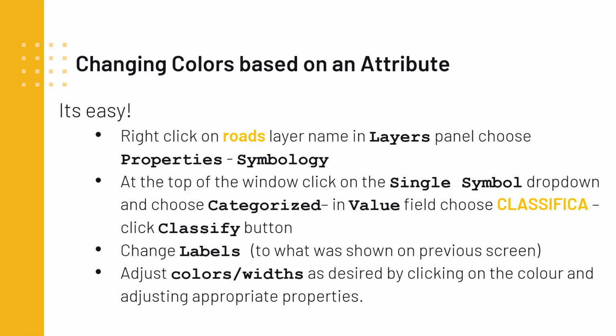Once you choose that, you're going to click on the classify button, and it's going to give you all your fields below. What I'd suggest you do is change the labels to what was shown on the previous screen. Remember, 0 was for unknown, 1 was for highway, 2 is for main roads, and 3 is for secondary roads. This is going to help you decide how things should be symbolized and make it easier to understand. Then you can adjust the colors or the widths or whatever other desired properties you want by clicking on the color and adjusting the properties as you see fit.